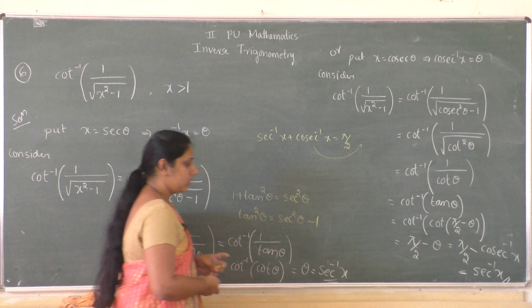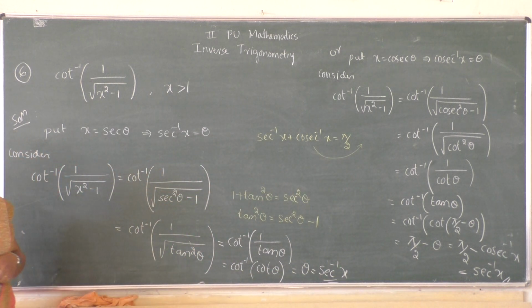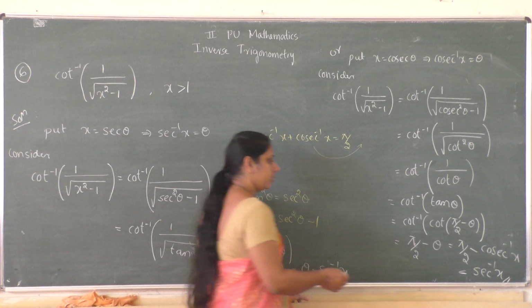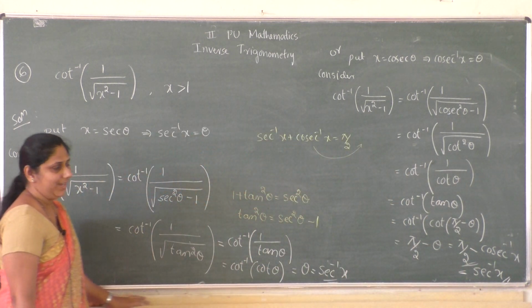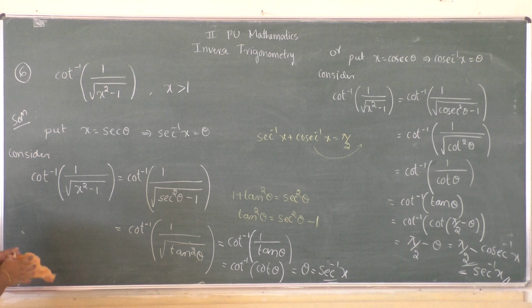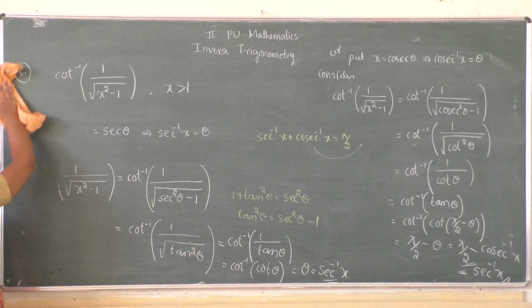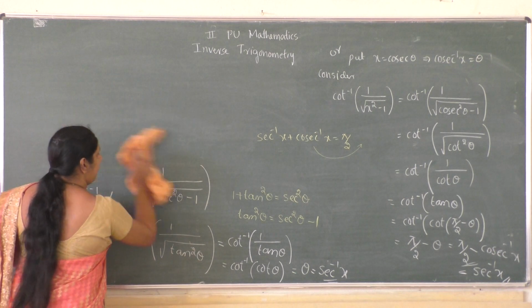Same answer, right? So either you can take x equal to sec theta and move further, or if you put x equal to cosec theta, then also no problem. Or you can stop here also, that is pi by 2 minus cosec inverse x. So this is regarding question number 6.